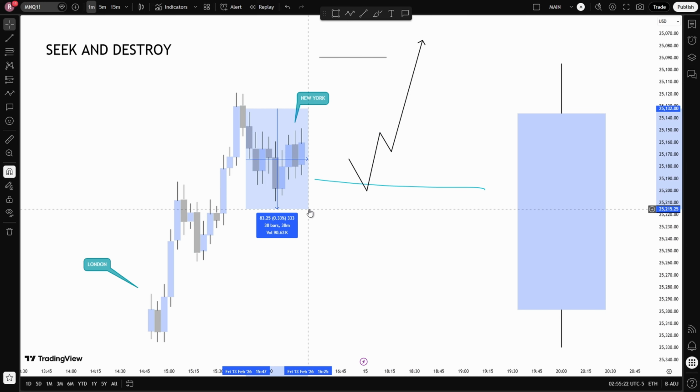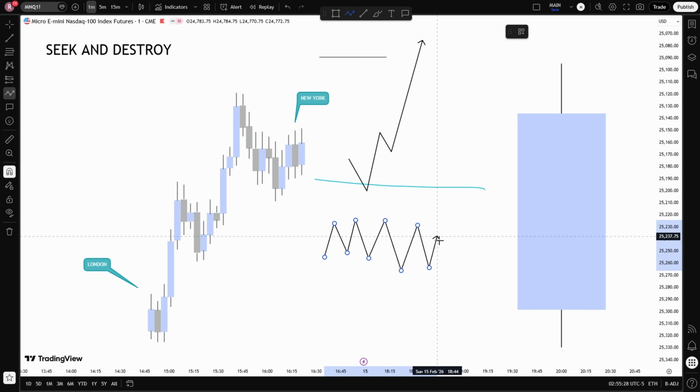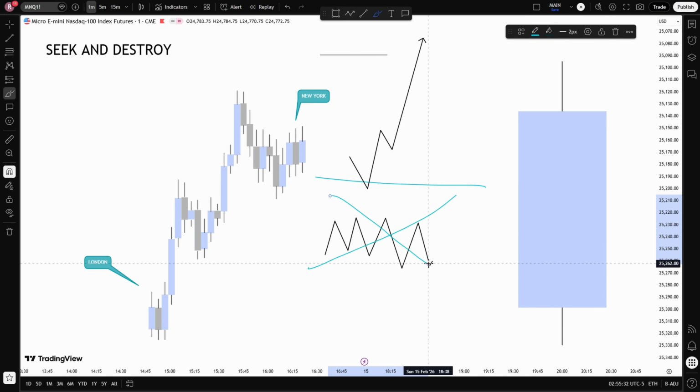Instead, what often happens is price starts to consolidate during New York. This creates low probability conditions for expansion trades. In that situation, I'm not expecting clean continuation. I'm expecting rotation, consolidation, and potentially more seek and destroy type behavior. Because of that, this is typically where I will avoid looking for trades altogether.